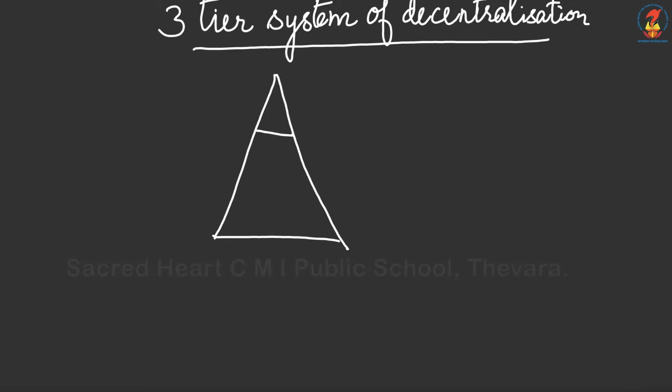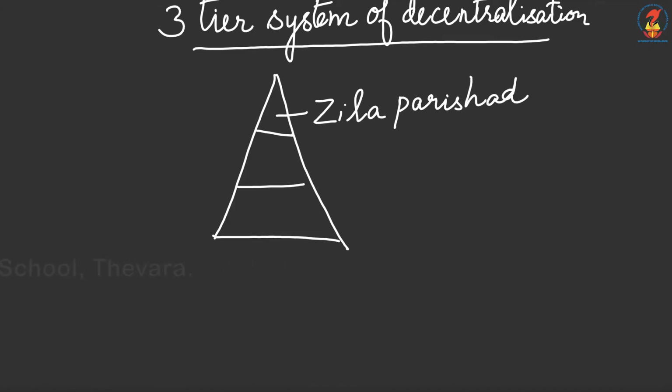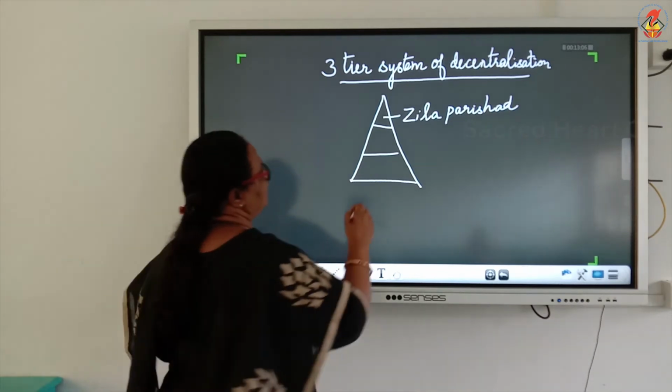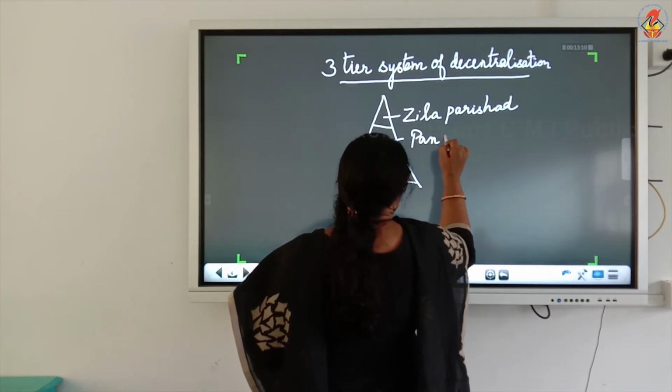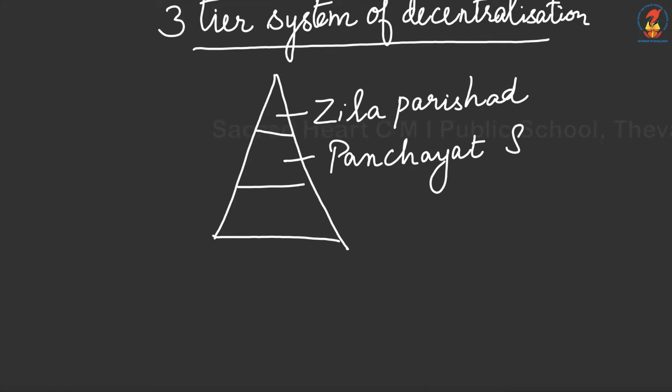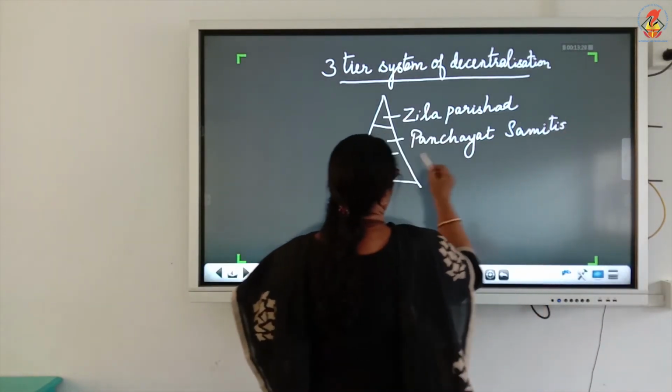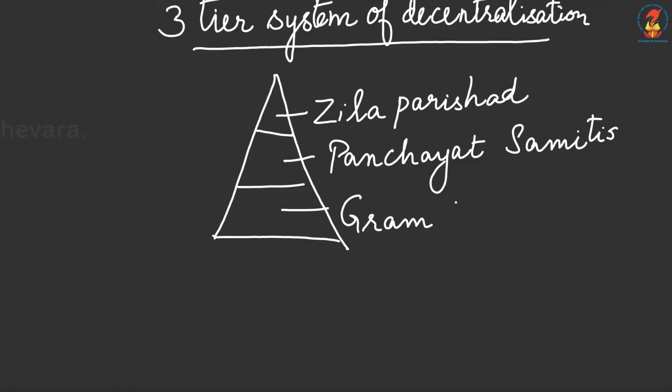At the top, at the apex, we have the Zilla Parishad, the apex body at the district level. Next, just down below the Zilla Parishad, we have the Panchayat Samitis. Third, we have the Gram Panchayat.